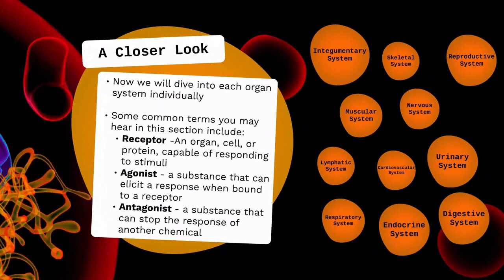Now that we've covered the basics of all of these systems, we're going to take a deep dive into these systems so that we can understand them better. So some common terms you're going to hear in this section include receptor, which is an organ, cell, or protein capable of responding to stimuli. An agonist, which is a substance that can elicit a response when bound to a receptor. And an antagonist, which is a substance that can stop the response of another chemical.